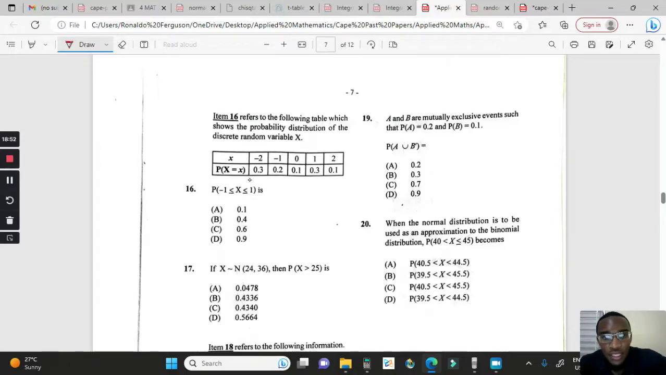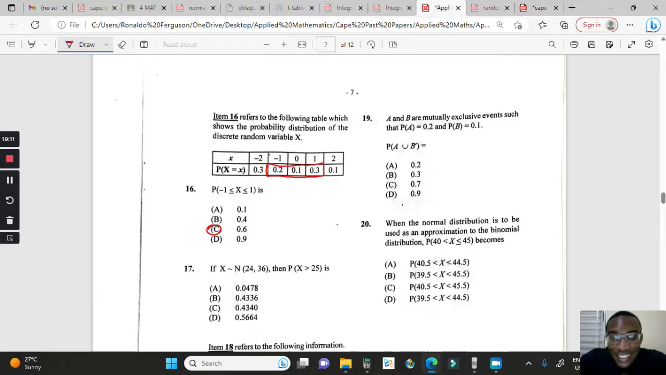So now 16, probability between -1 and 1. These probabilities between -1 and 1, we add them since it's inclusive of -1 and 1. So we add these three: 0.2 plus 0.1 plus 0.3 is 0.6.